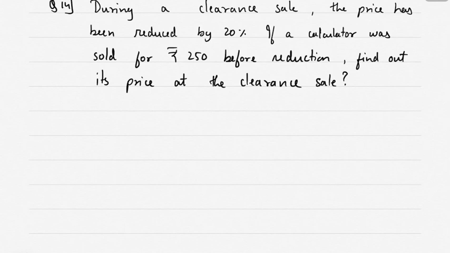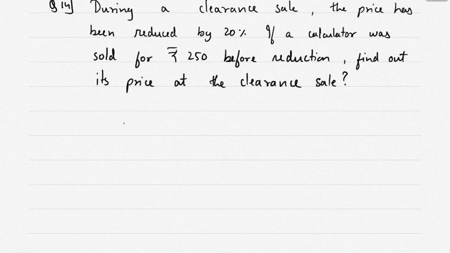During a clearance sale, the price has been reduced by 20%. If the calculator was sold for 220 before reduction, find out its price at the clearance sale. Very simple. Okay. Now selling price before reduction is given as 240. There is a 20% reduction. So 240 minus 20%, you will get the answer.